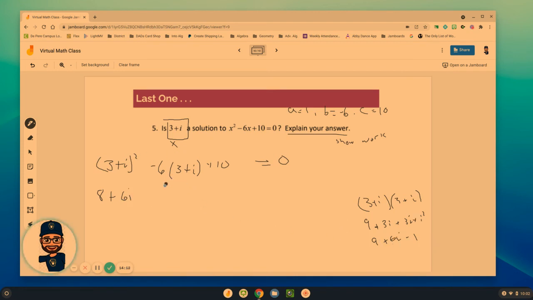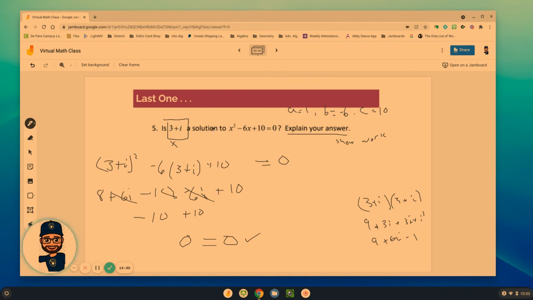And then let's distribute here. Negative 18 minus 6i plus 10. Well, notice I've got a positive 6i and a subtracting 6i. So those are going to cancel each other out. 8 minus 18 is negative 10. And negative 10 plus 10 is 0. Does that equal the 0 on the other side? It certainly does, which means that is indeed a solution.